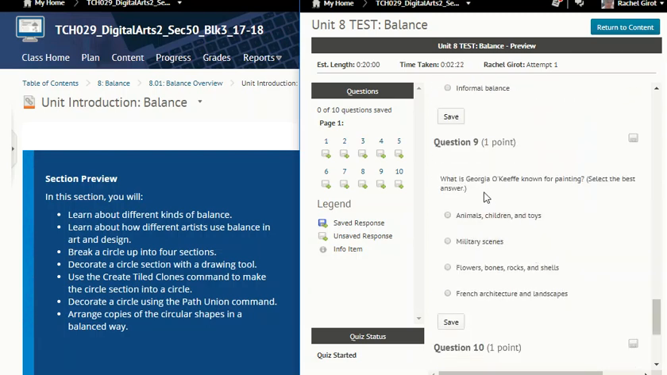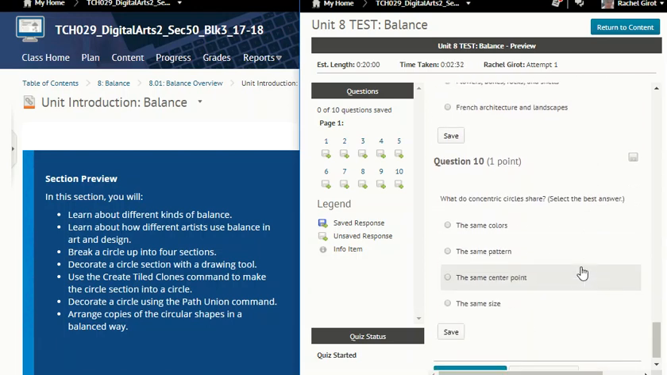Question 9. What is Georgia O'Keeffe known for painting? Animals, children, and toys, military scenes, flowers, bones, rocks, and shells, or French architecture and landscapes? Question 10. What do concentric circles share? The same colors, the same pattern, the same center point, or the same size?